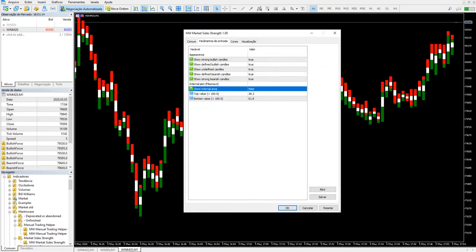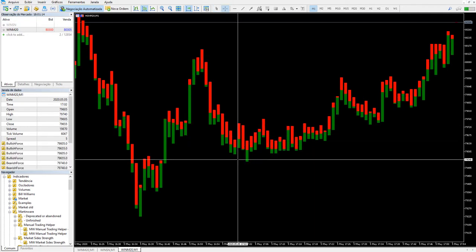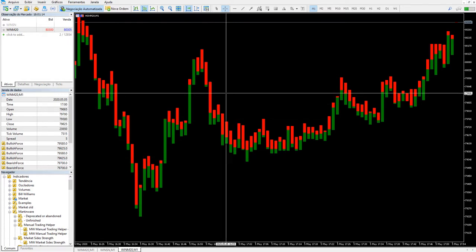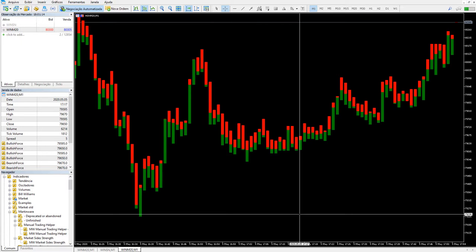The main attraction is actually to look at this graph and perceive in a very clear, straight and direct way which is the side of the market which is stronger at each candle's moment. So there we have it. This is Martinware's market size strength indicator.